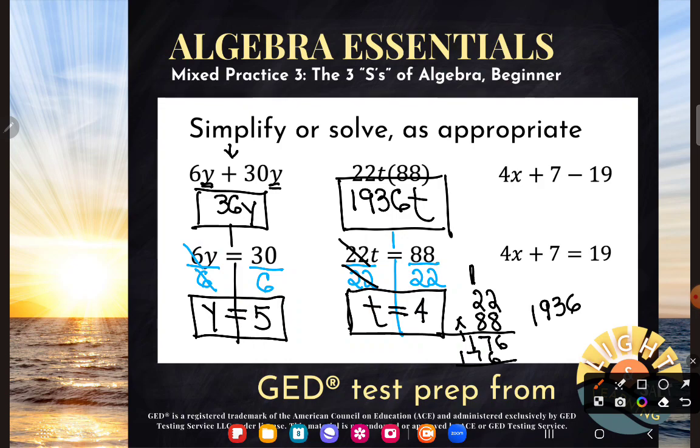See the difference here? Equation, I could figure out what t was equal to. Expression, all I could do was do as much math as I could do. Go home, drink some tea.